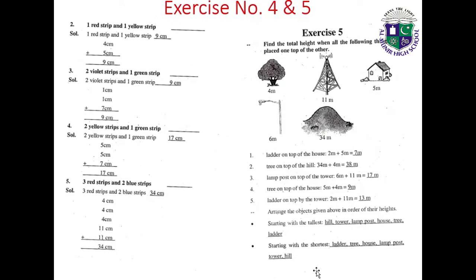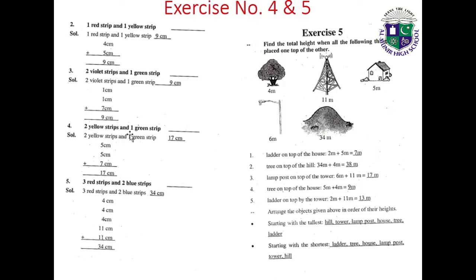Next question, question number 2. 1 red strip and 1 yellow strip equal 9 centimeter. 4 centimeter plus 5 centimeter. When we add these values, we get the answer 9 centimeter. 2 violet strips and 1 green strip equal 9 centimeter. 1 centimeter plus 1 centimeter plus 7 centimeter. 1 plus 1 is 2, 2 plus 7 is 9. 9 centimeter is your answer.